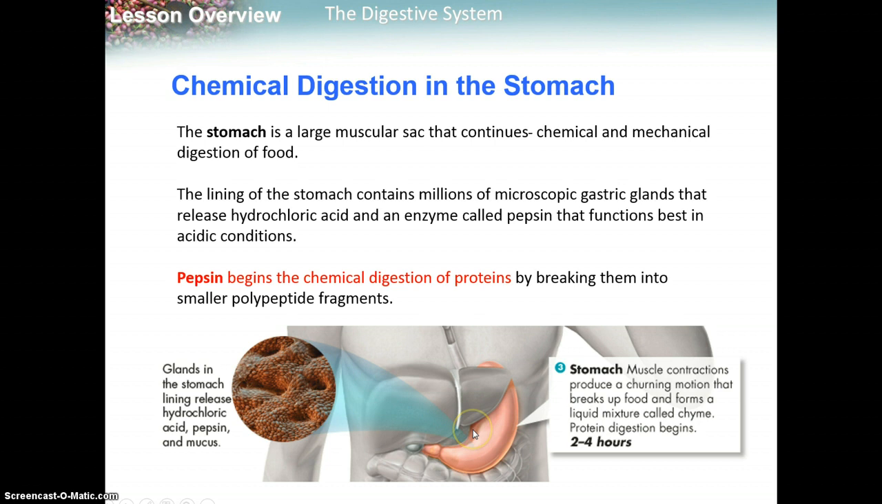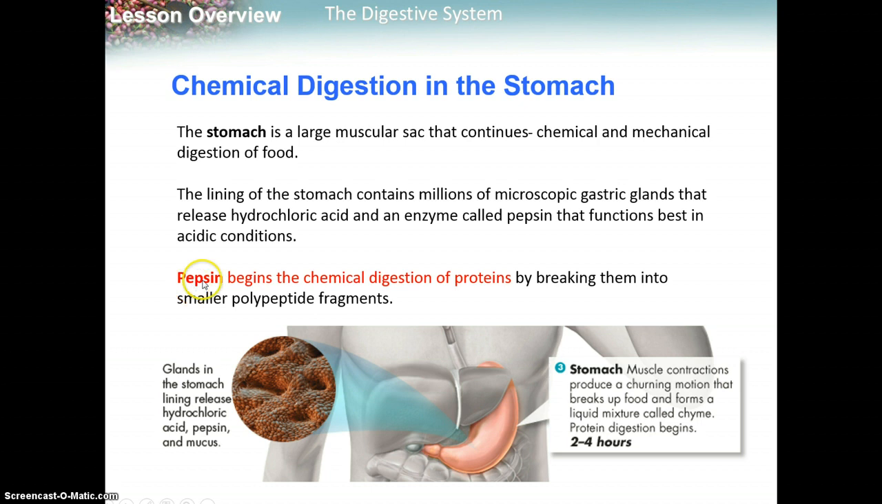Okay, so the stomach again is just a large muscular sac in essence that continues the whole chemical and mechanical digestion of food. Okay, if you look at the lining of the stomach, there's a bunch of gastric glands that release hydrochloric acid and also an enzyme called pepsin. Okay, that helps digest food chemically. So the stomach is mechanically churning and squeezing the food to get it in smaller bits, but also it's chemically breaking down food with hydrochloric acid and this enzyme pepsin.